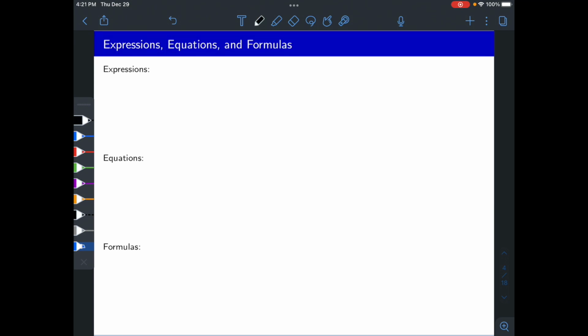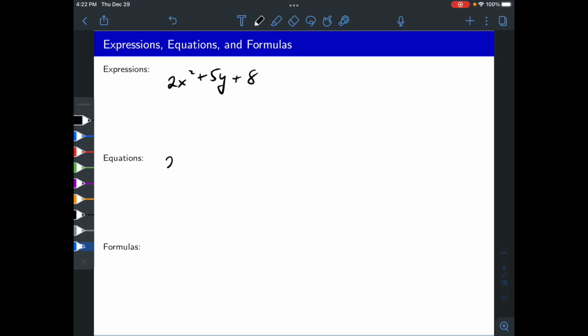Expressions, equations, and formulas are all strongly related things, and people usually use these words interchangeably, even though they actually mean different things. So let's just briefly talk about it. An expression would be something like 2x squared plus 5y plus 8. It's just some combination of numbers and variables. There's not really any restrictions on it.